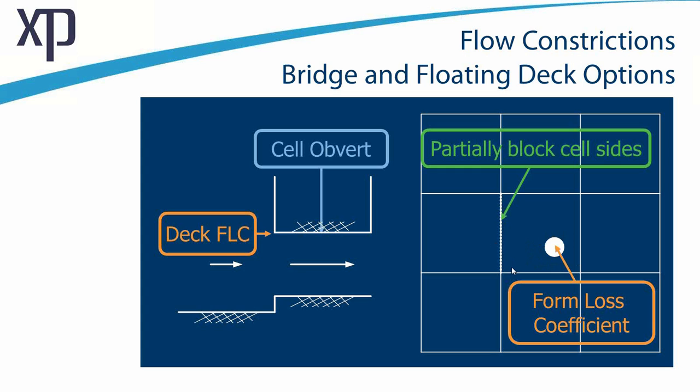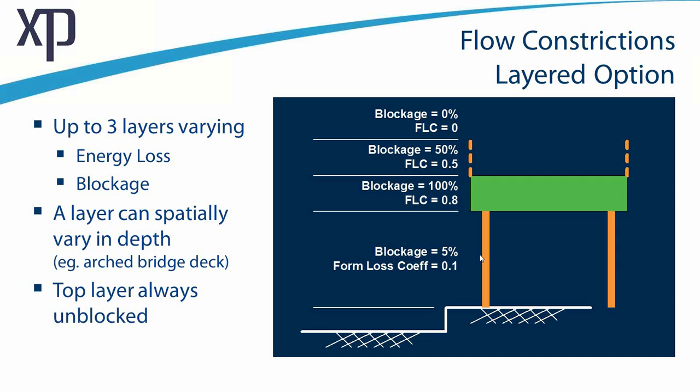Another option is that you can actually layer or vary in height your energy loss and blockage. Up to 3 layers can be specified. The fourth or top layer is always assumed to be unblocked. So for example, on the right here, we may have bridge piers through the first layer, and they might have a small blockage and a small energy loss. You then have the bridge deck, fully blocked, handrails, partially blocked, and then the rest of the flow is at the top. And what the 2D scheme is doing here is that, depending on the water height, it lumps those parameters together to give an overall sort of energy loss and blockage.